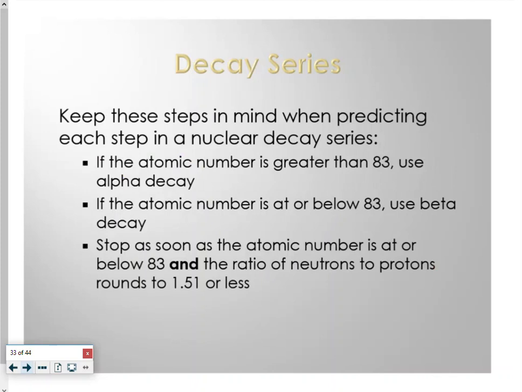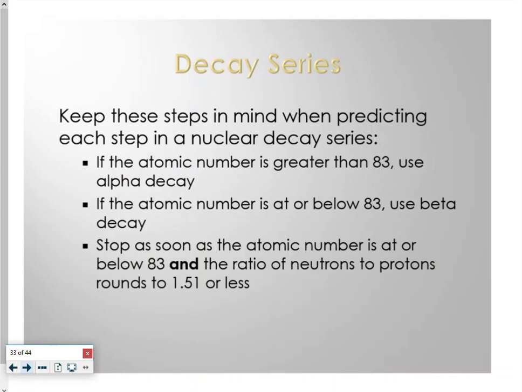If the atomic number is greater than 83, that means it's very large and it's going to undergo alpha decay. If the atomic number is at or below 83, it's going to undergo beta decay. And you need to keep going, with your calculator out, until you figure out that the ratio is 1.5 to 1 or less. So there are 2 concepts: keep going until you get to an atomic number of 83 or below, and you also have that ratio of 1.5 to 1.